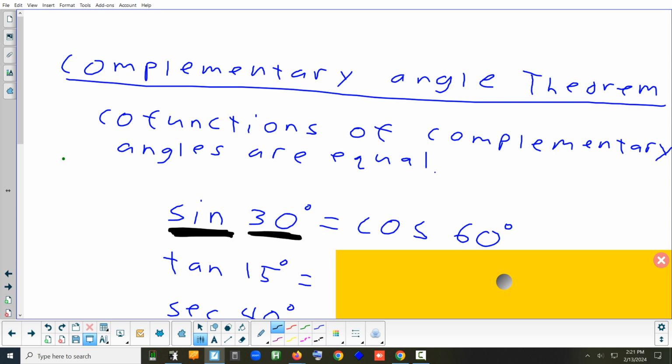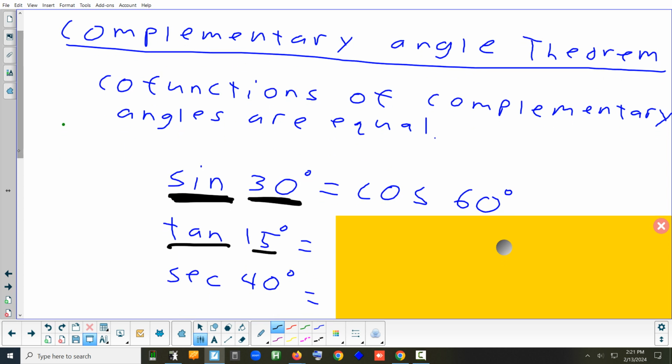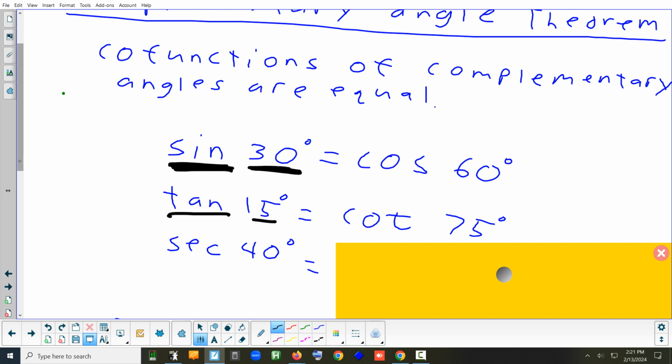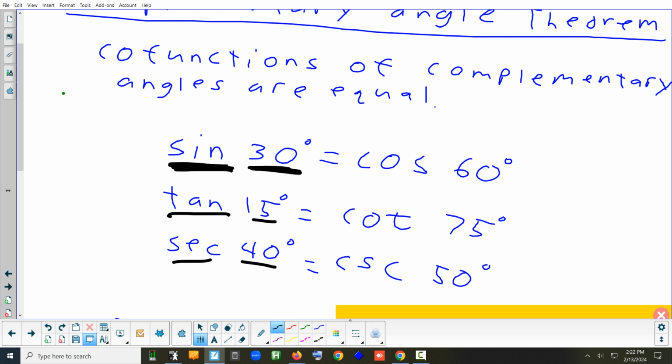How about tan of 15? Cotangent of 75. Cotangent of 75. Yep. It doesn't tell me what the tangent of 15 is. Like, I don't know the answer, but I know something else that's the same as that answer. That's the important thing. You'll see in a second. How about secant of 40? Cosecant of 50. Cosecant of 50. Yep.